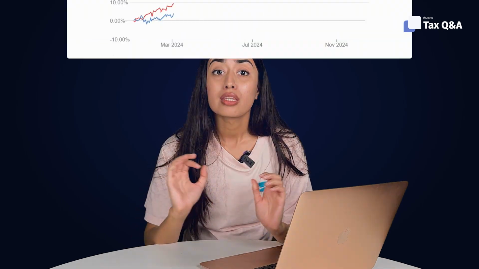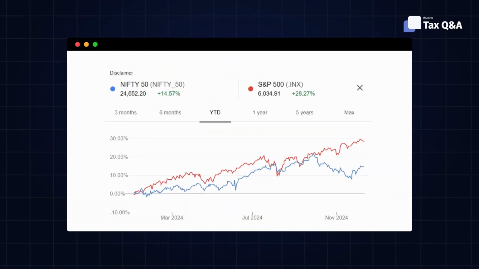Did you know that this year the US markets have outperformed the Indian markets? The Nifty 50 index has grown by 14.6%, while the S&P 500, which tracks the top 500 US companies, is up by more than 28%.